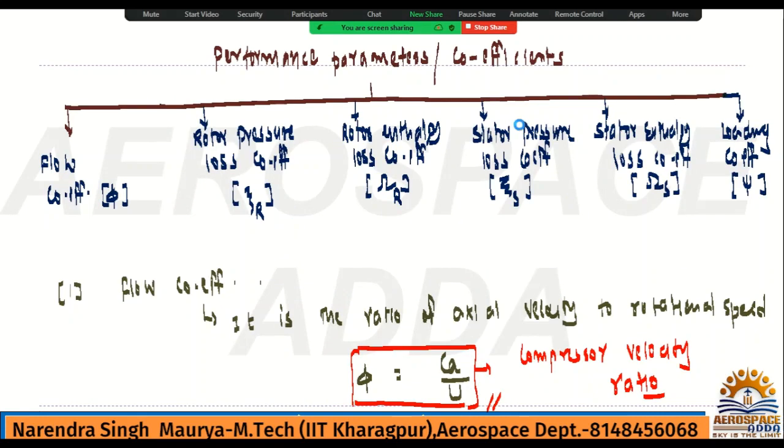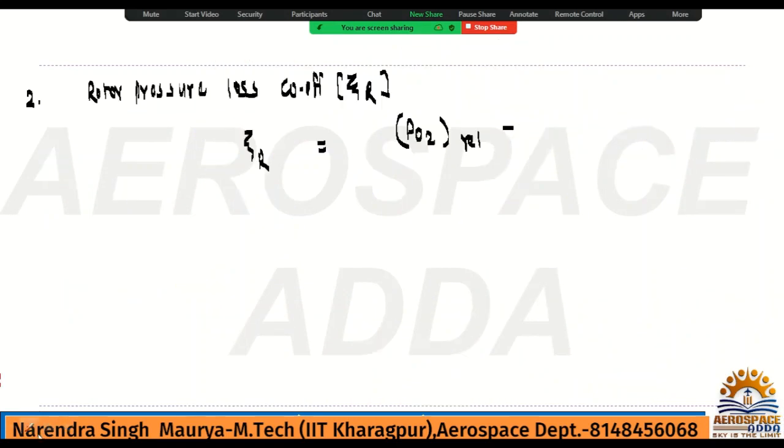So in this case, whatever the P02 minus P01, that is the relative pressure, divided by, because it's a coefficient, and coefficient means dimensionless, the equivalent dynamic pressure. We need to divide, so pressure by pressure becomes dimensionless. So what is the dynamic pressure? It is 1 by 2 rho W1 square. Okay, this is the relative pressure.